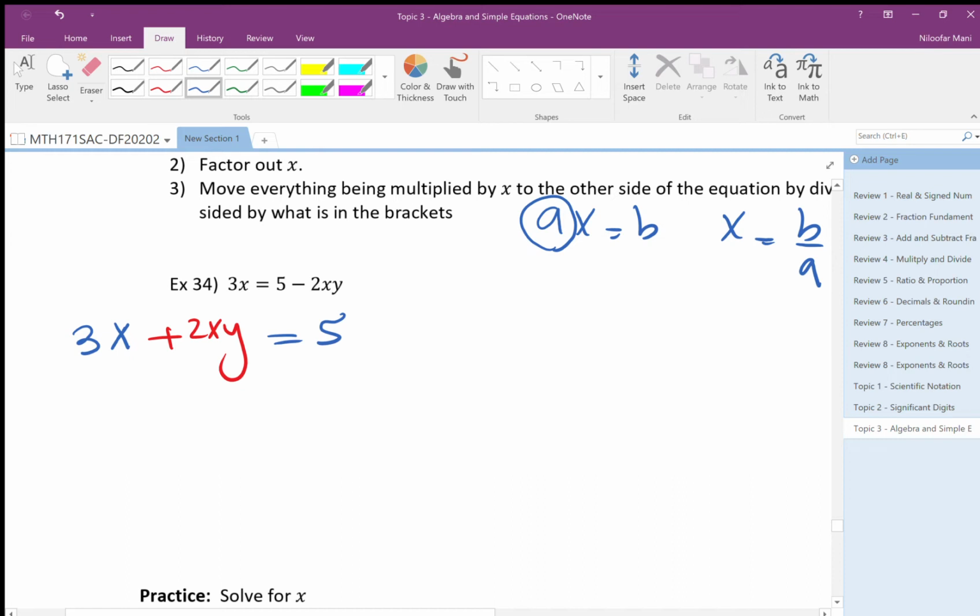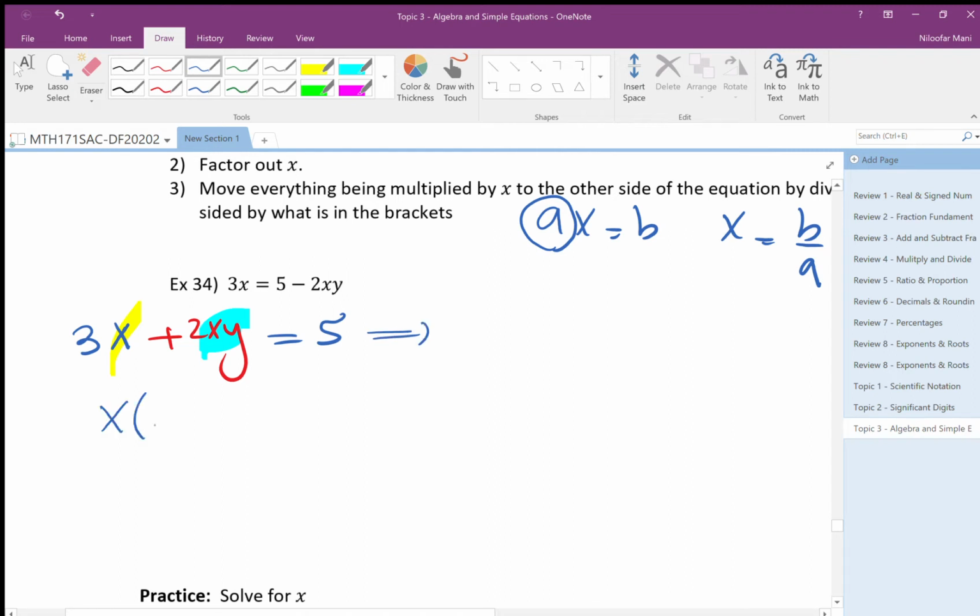Can I combine them? No, I have 3 apples, I have 2 oranges. They are not like each other because one of them is x, one of them is xy. So what should I do? I want to solve for x. I want to see x alone. Yes, you have to factor x. In this case, you have to factor x.